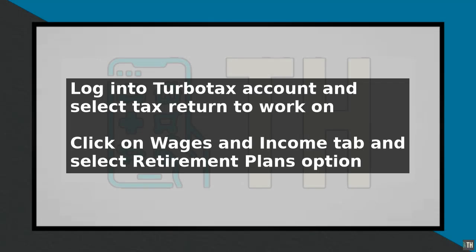To add a 1099-R on TurboTax, start by logging into your TurboTax account and selecting the tax return you want to work on. Once you are in the tax return, click on the Wages and Income tab. Then select Retirement Plans and Social Security. Next, click on the Start or Update button next to the IRA, 401k, Pension Plans option.